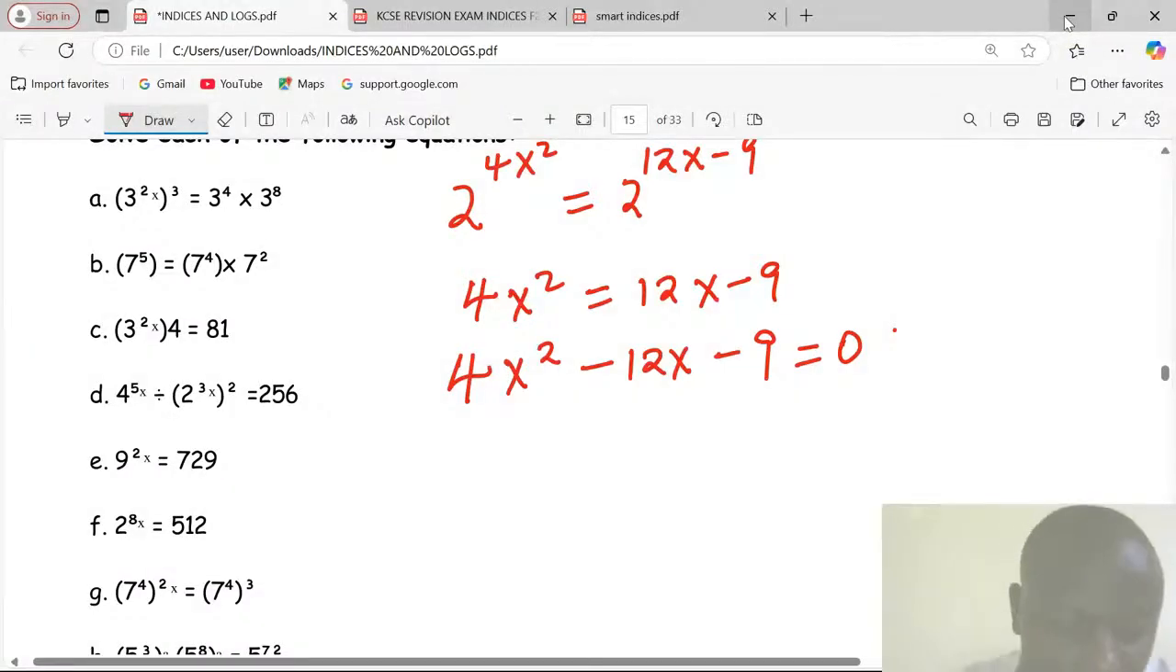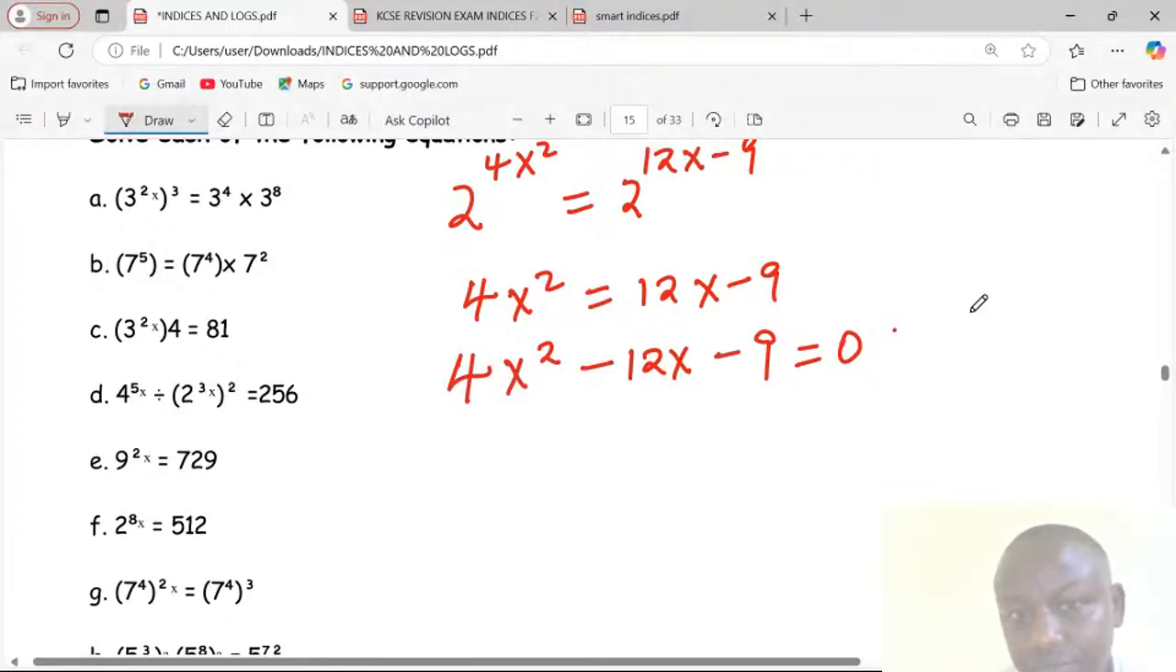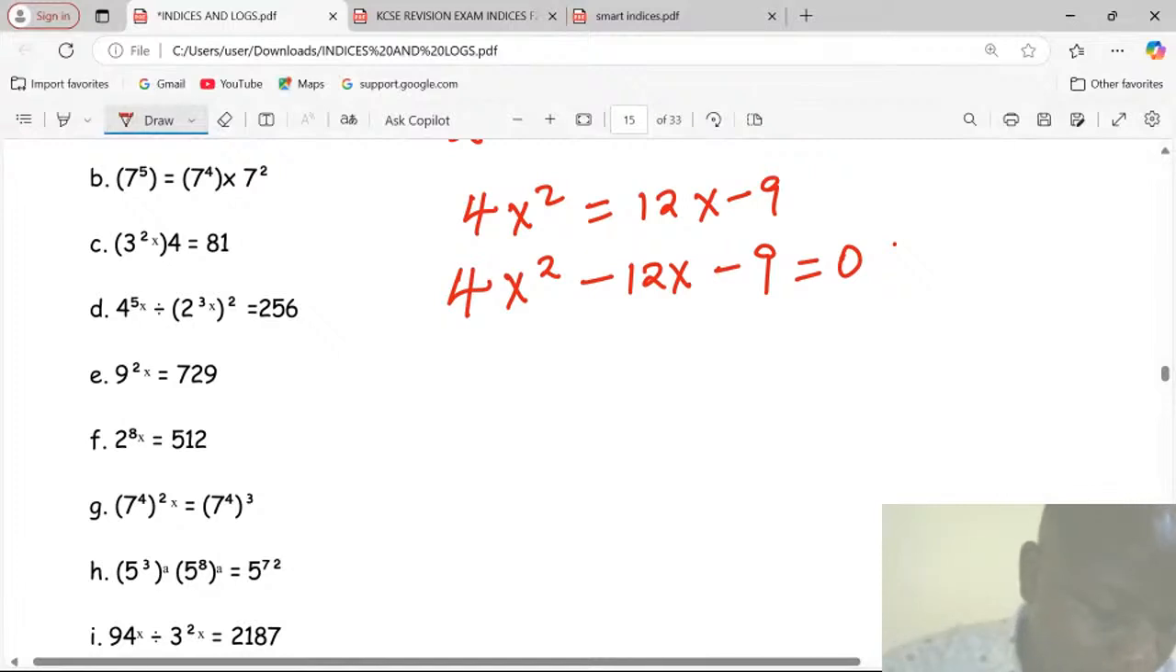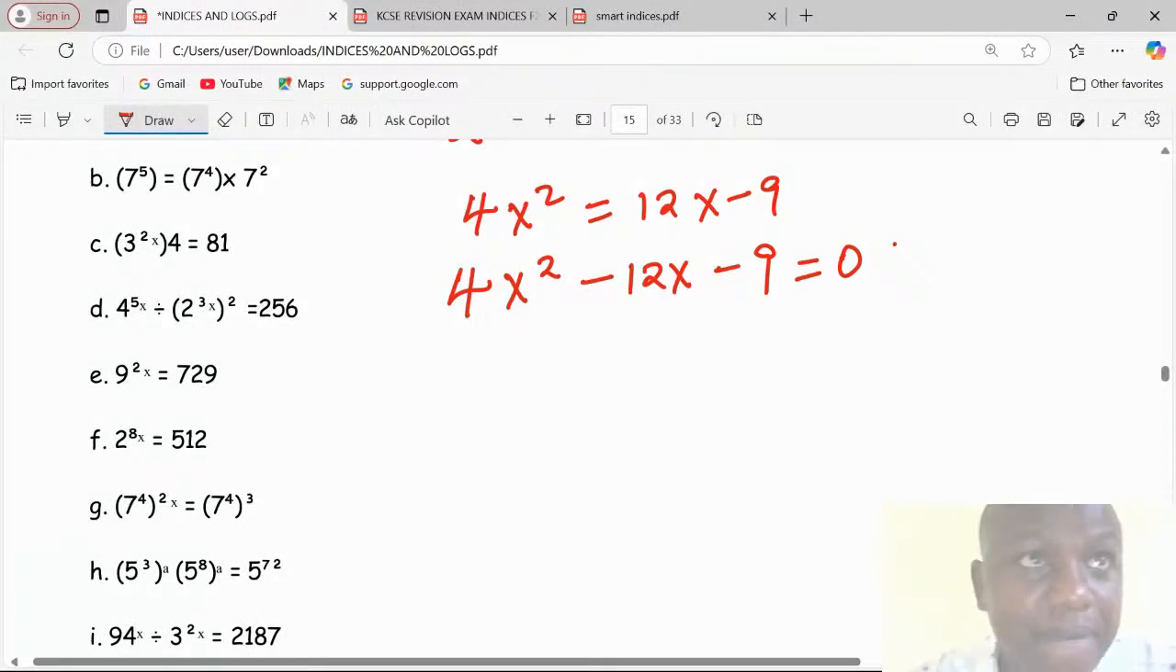So what we are having is a quadratic equation. That is why I'm saying this particular setting, then we solve it on the school level.